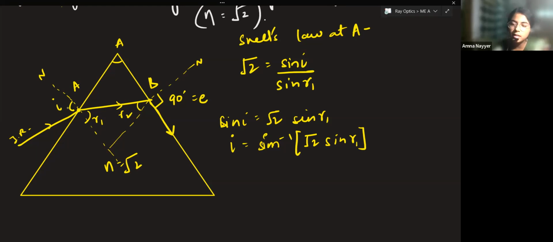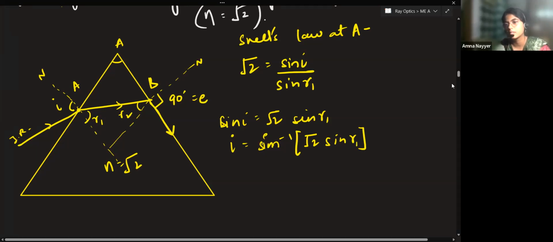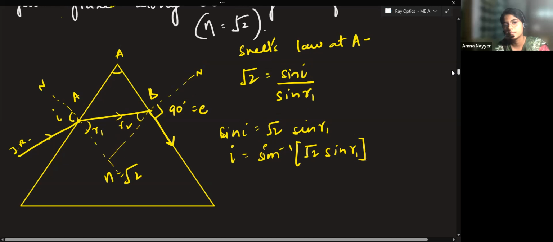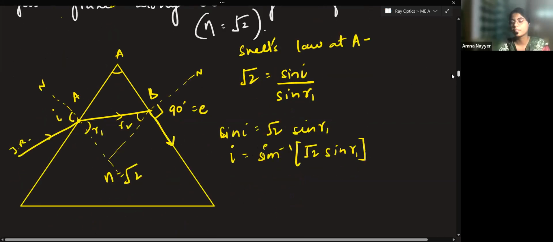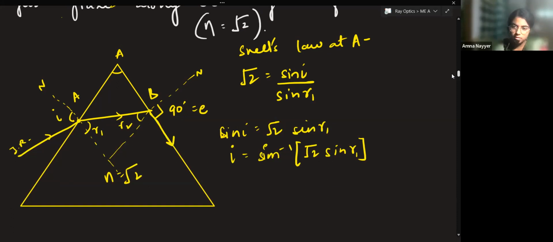So fine, clear till here? This is your answer, no? Angle of incidence was asked in the question: calculate the value of angle of incidence. So the angle of incidence is this. Is it okay to write till here? Do you think the answer is insufficient, or you think yes, it's right? Angle of incidence was asked, so we have written angle of incidence. It's insufficient.